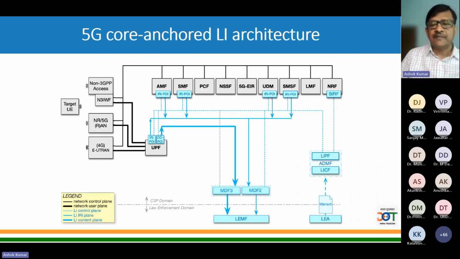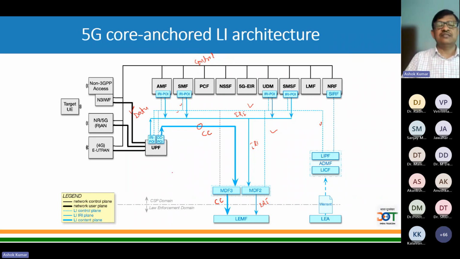Okay, sir. Right. In this picture, what you see is the blue colored lines: the darker solid line is for transferring the call content. The thinner blue line is for transferring IRI, intercept related information. So all those places you can see are IRI. Then the dotted line you see is the control plane, for example, provisioning, etc. And the black colored lines are for the network. For example, this is for user plane data, the actual 5G data. And the thinner black line is for control plane data. So this is the nomenclature, or the identification, which you can understand.